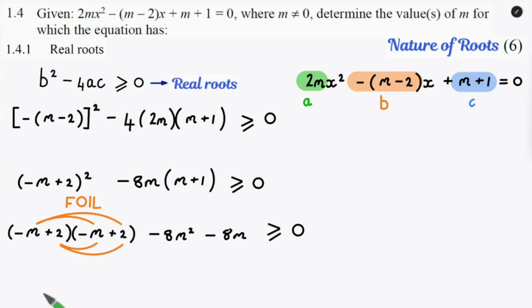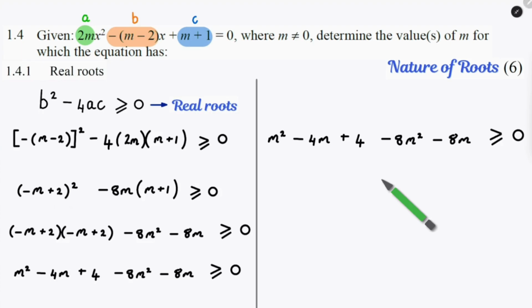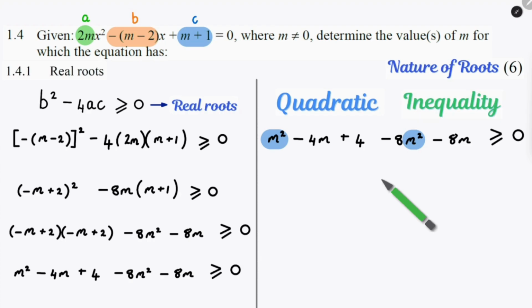So if I multiply the first, it gives me m squared. Okay, I'm going to do the outers and inners at the same time. I'm going to get minus 2m, which will simplify to this minus 4m after I do like terms. And then plus 2 times plus 2 gives me positive 4. The rest of the inequality remains the same. And to know what to do next, we've got to assess what we have. So at the moment, we have a quadratic inequality. So we're going to solve the quadratic inequality.